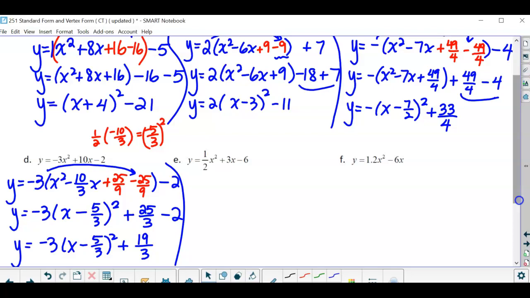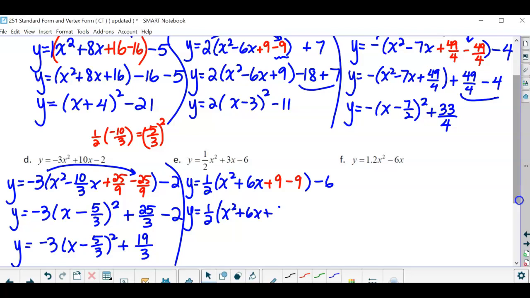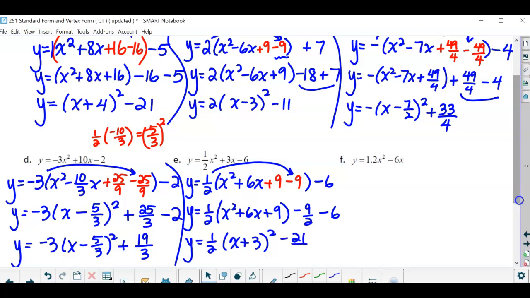Next one has a fraction out front, so we need to factor out the fraction. Now when you factor, you're dividing by a half. So when you divide 3x by half, you actually get 6x, not 3 over 2. So that's a common mistake that students make. So now I take half of 6 is 3, squared is 9. So add it and subtract it. When I multiply through by a half, I get negative 9 over 2. That's going to be x plus 3 squared, and then common denominator of 2, so that'll be negative 9 minus 12 is negative 21 over 2.